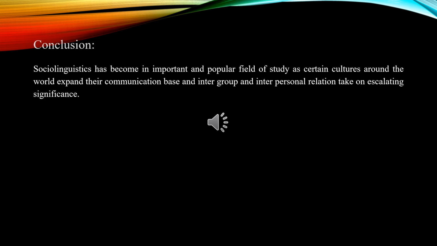To conclude, sociolinguistics has become an important and popular field of study as certain cultures around the world expand their communication base, and intergroup and interpersonal relations take on an escalating significance.